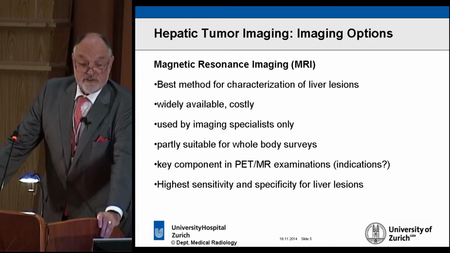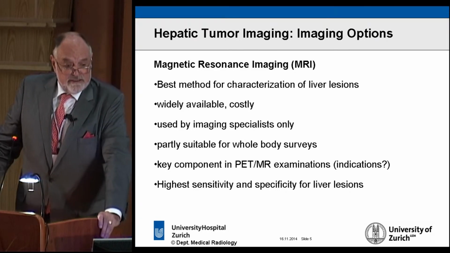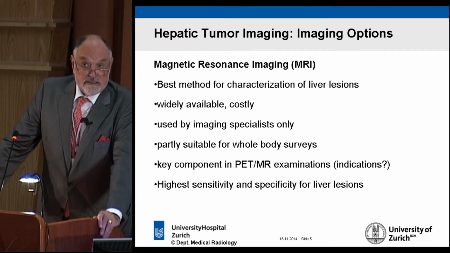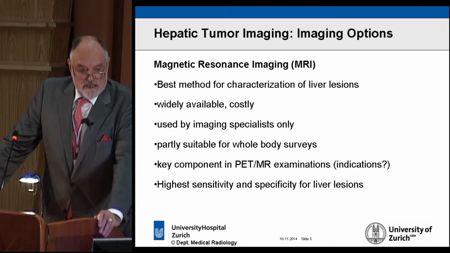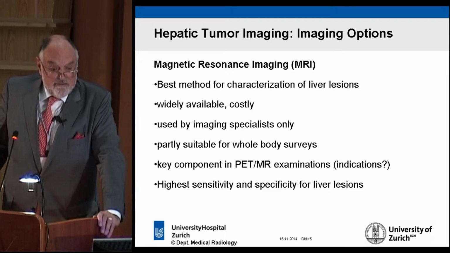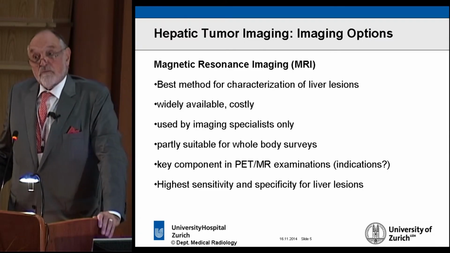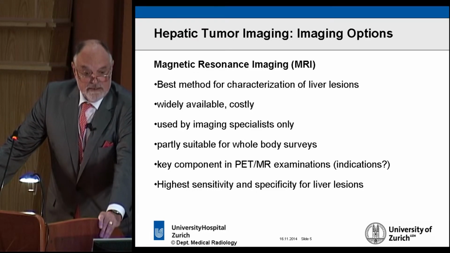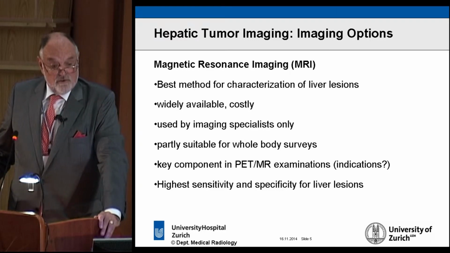MR imaging is certainly the best method to characterize liver lesions. It is widely available but relatively costly. It is used by imaging specialists only, and it is partly suitable for whole body surveys, but it takes a relatively long time to get the whole body survey. It's obviously the key component in a PET-MR examination, but I think PET-MR at this point is probably a technology looking for an application, but we can discuss this at the end. It has the highest sensitivity and specificity for liver lesions.